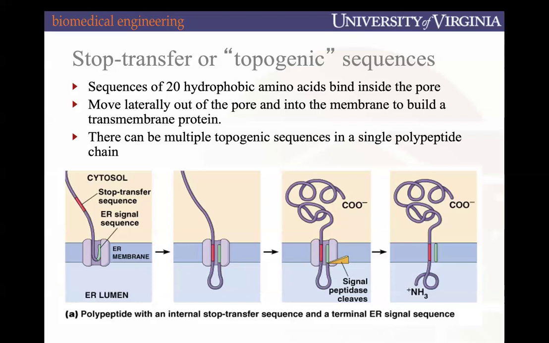What ends up happening is that as the stop transfer sequence is recognized, the ribosome that was on the ER is now going to undock from the ER and be free floating nearby in the cytoplasm. And the protein will now be synthesized into the cytoplasmic space, as displayed here.